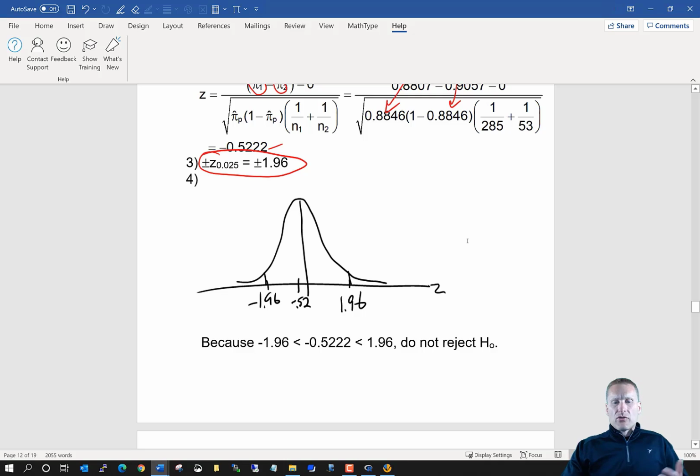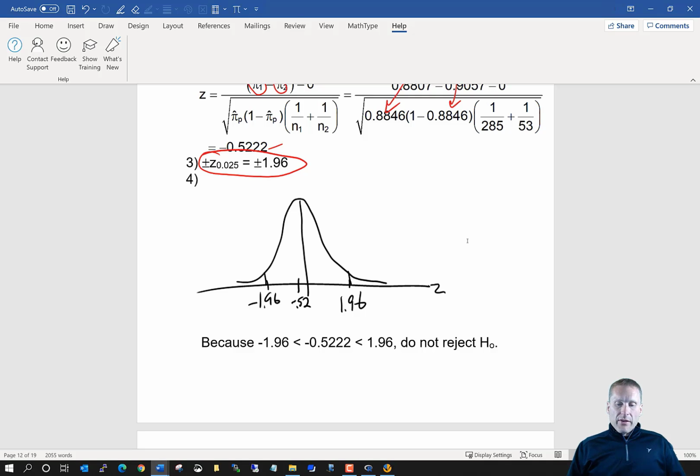And let's draw a picture. What we can see here is that this negative 0.52 is kind of in the middle of the distribution. It's reasonable, or you can say it's not unusual, to observe a test statistic around there. There's a lot of area underneath that curve there.